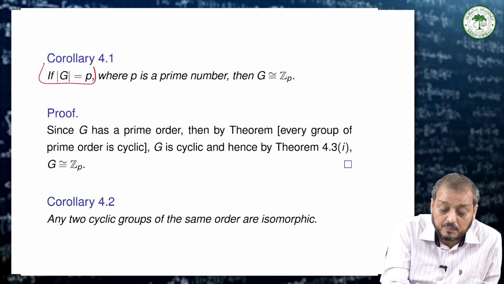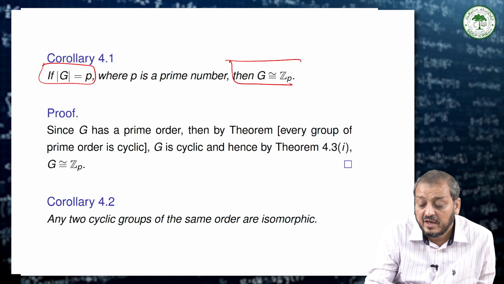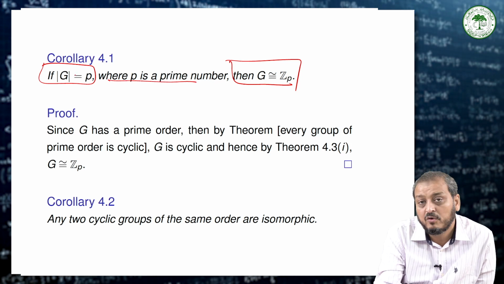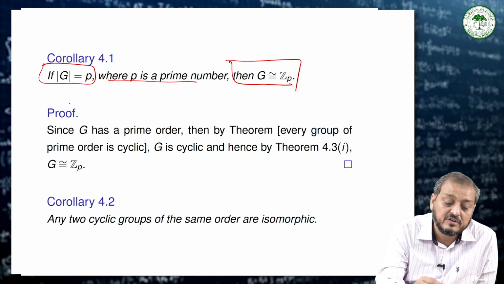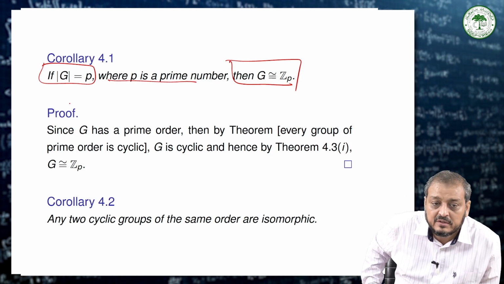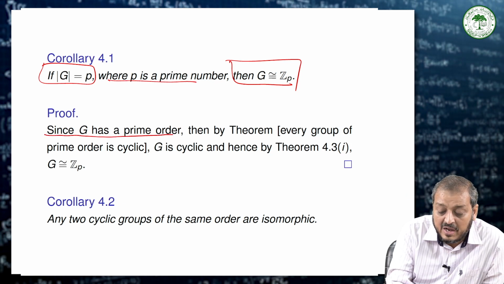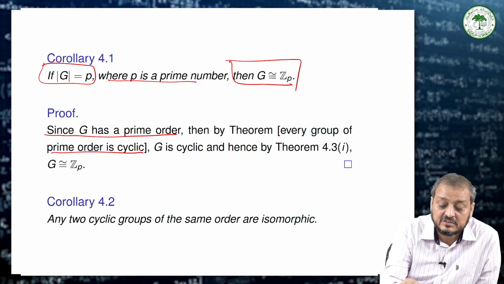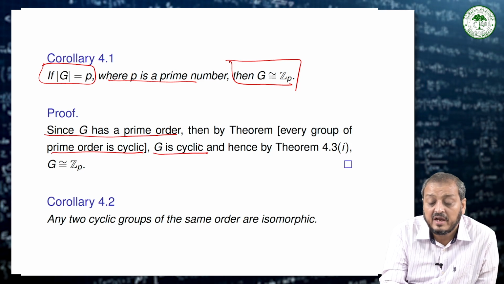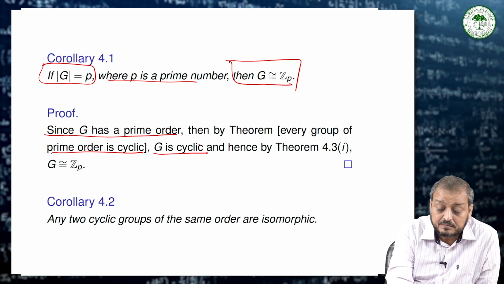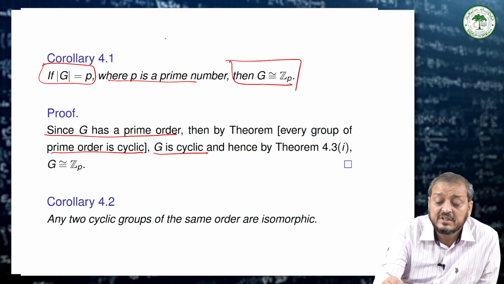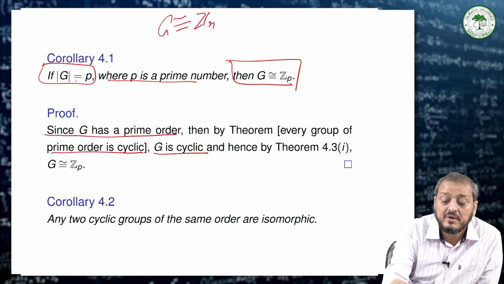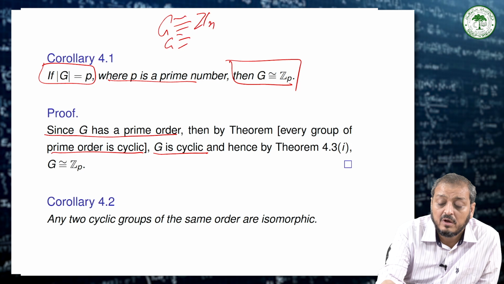And now we have a corollary from this. If the order of G is equal to p, a prime number, then every group of prime order is cyclic, so G is cyclic. And if G is cyclic, then the previous theorem says that G is isomorphic to Z_n, and here n is p, so G is isomorphic to Z_p.